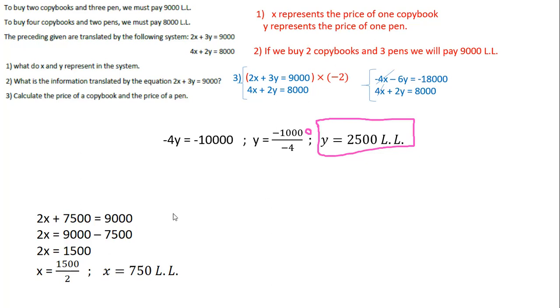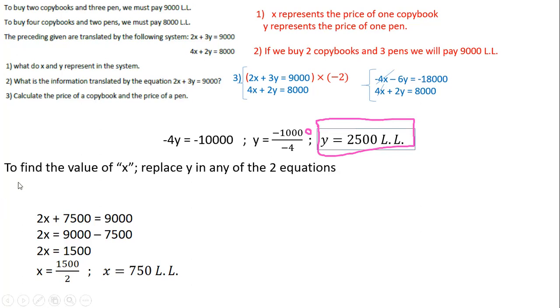So what do we do now? To find the value of x, replace y in any of the two equations. I take the first equation, which is 2x plus 3y equal 9,000. Of course, we replace y by 2,500. After calculating, we get 2x equal 1,500. So x equal 1,500 over 2. Then x is equal to 750.